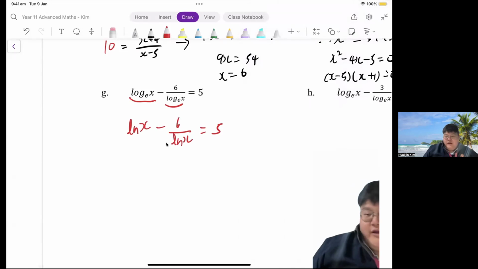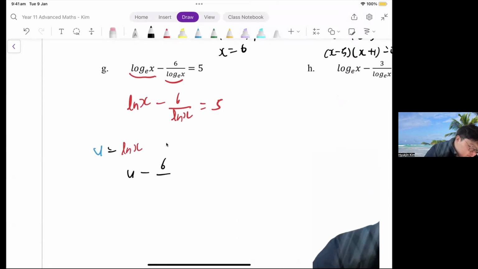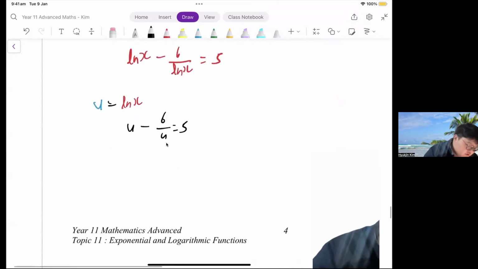Now, once you have this, this is my favorite technique, which is just to replace the annoying thing with something nice. u equals ln x. So now it becomes u minus 6 over u equals 5, and you just multiply everything by u.